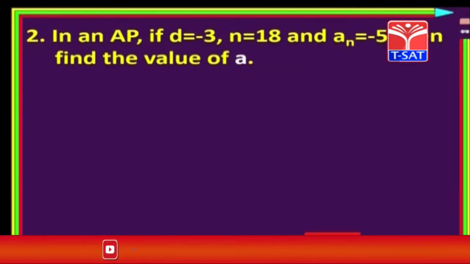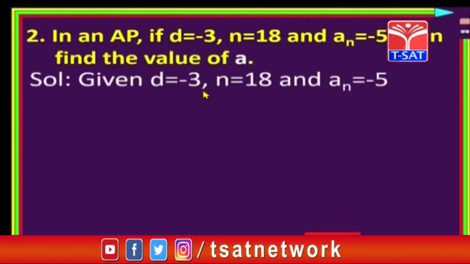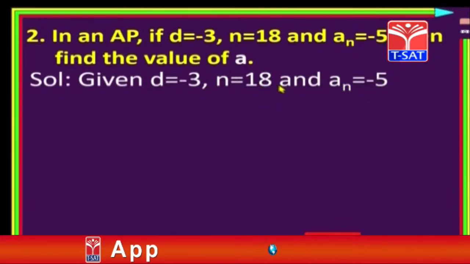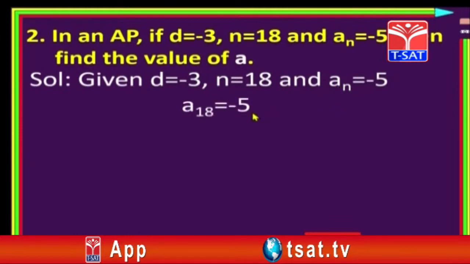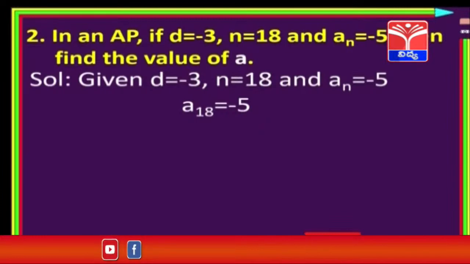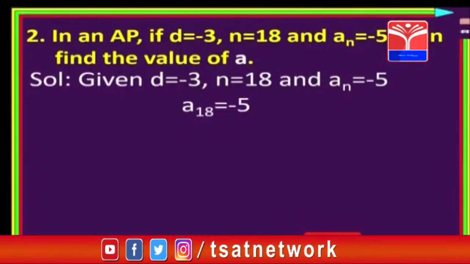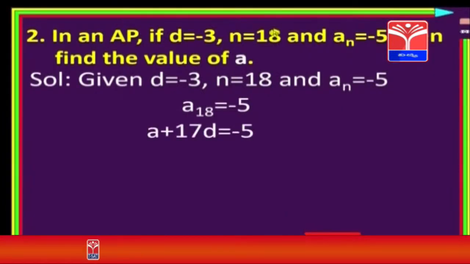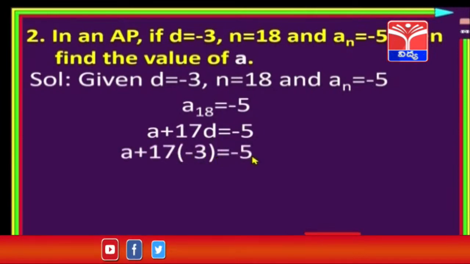So by using the same formula we can find it. The given values are D is equal to minus 3, n is equal to 18 and A n is equal to minus 5. That is nothing but A 18 is equal to minus 5, right? So from the formula A n is equal to A plus n minus 1 into D, A 18 is A plus 17D. So A plus 17D is equal to minus 5. Here we have the D value, substitute in this equation, then we will get A plus 17 into minus 3 is equal to minus 5.